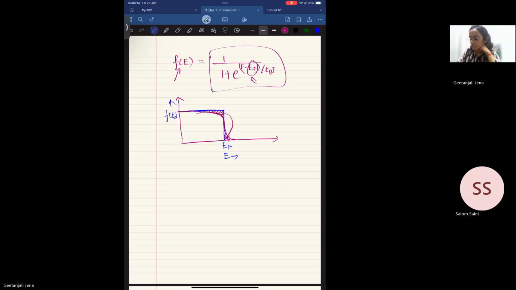We are just looking at what the Fermi Dirac statistics is. So what is the probability that the electron will occupy a state or not? So we have seen.